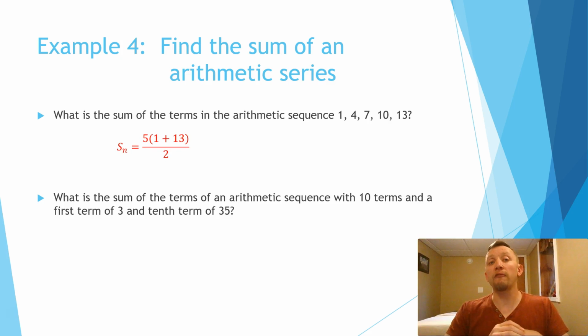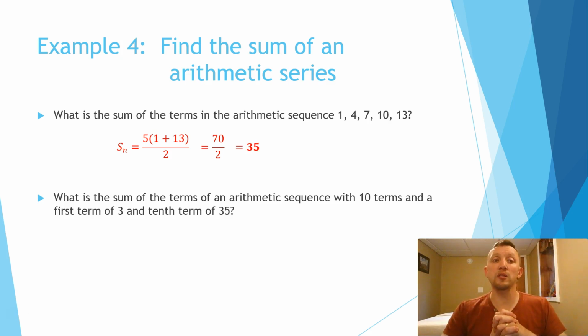We would identify our first and last term. So our first term is 1, our last term is 13. And then we count up how many numbers we have in that sequence or in that series. We'd have 5 numbers in that series. So n would be 5. So 1 plus 13 is 14. 14 times 5 would be 70. And half of 70 is 35. So the sum of that series would be 35. Let's look at the next one.